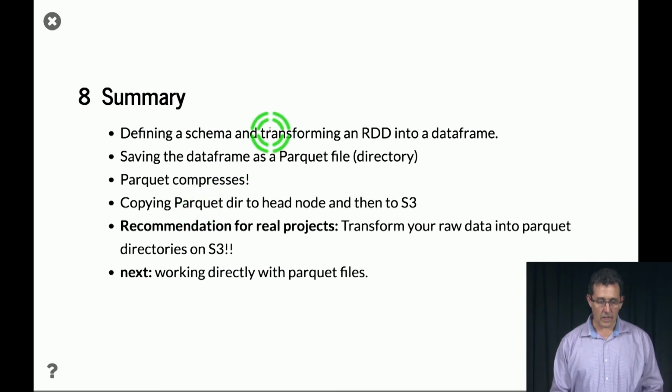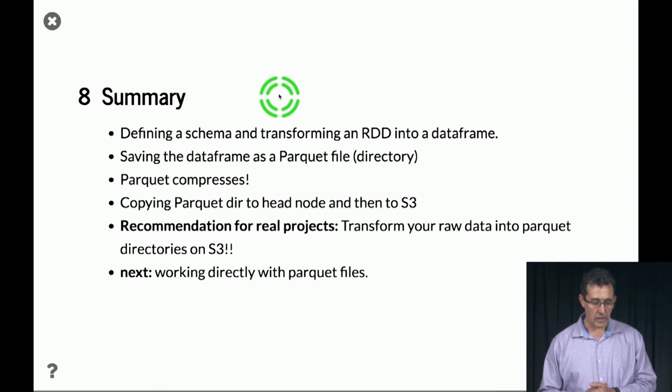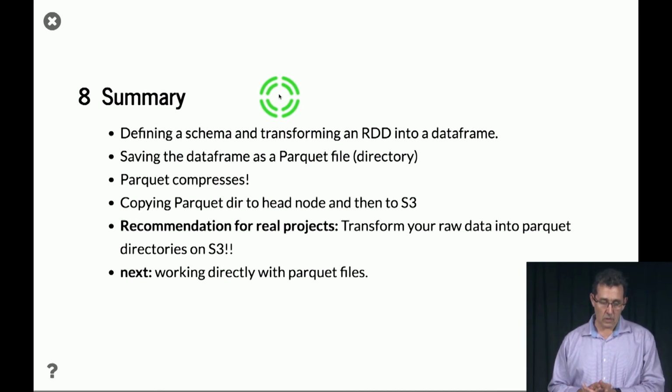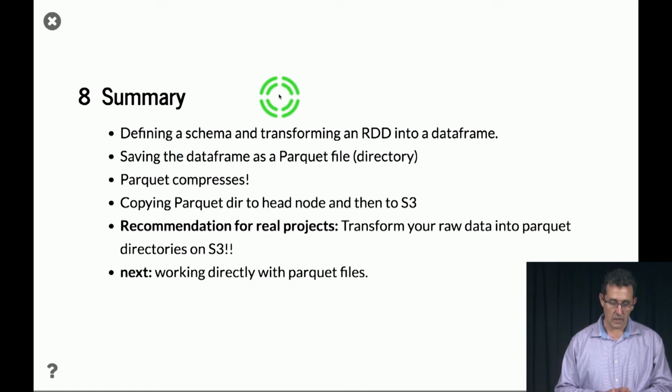So to summarize, we saw how to define a schema and transform an RDD into a data frame. We saved the data frame as a Parquet file, and Parquet compresses automatically. We can copy the Parquet directory to a head node and then to S3.